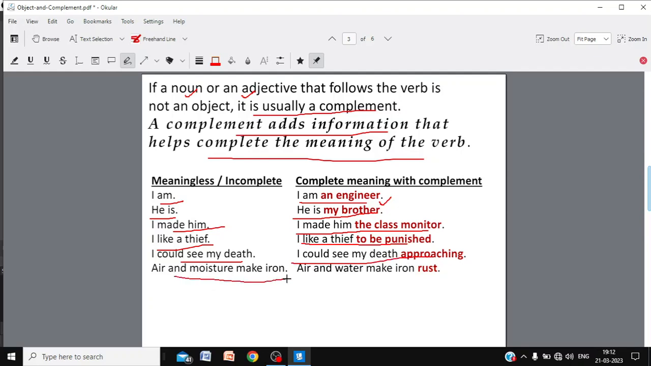Air and moisture make iron. Grammatically it's correct, but air and moisture cannot make iron. Air and moisture make iron rust. So this is what air and moisture will actually do. Air and moisture cannot be used to manufacture iron, but air and water will make iron rust. So these are what we call complements. A complement completes the meaning of the verb.